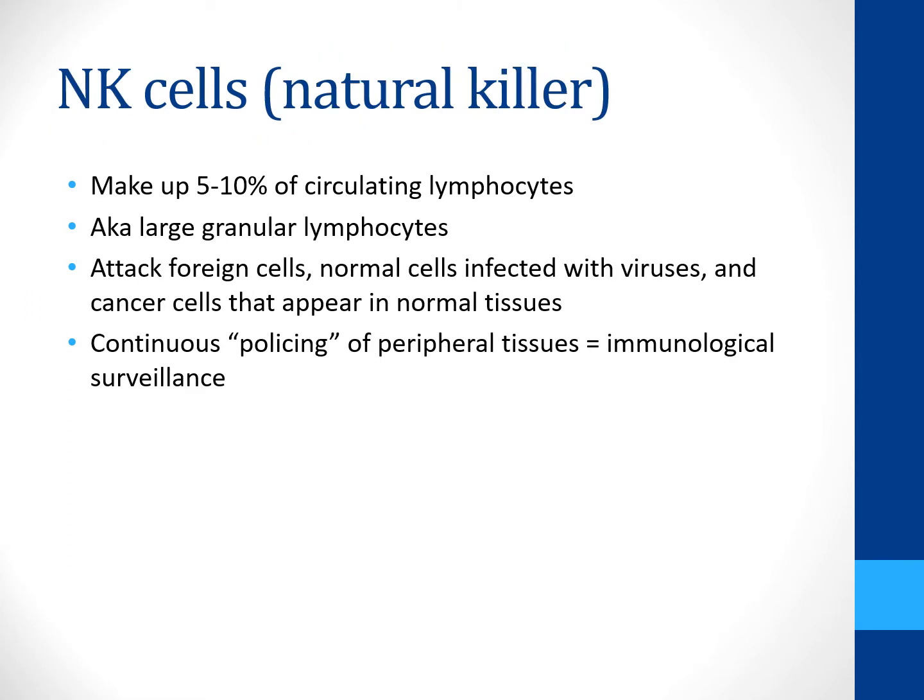Our natural killer cells make up 5 to 10% of our lymphocytes. They're also called large granular lymphocytes, and they attack foreign cells, normal cells that are infected with viruses, and cancer cells that you find in normal tissues. They are the police, or that immunological surveillance, so they're always traveling throughout your system looking for foreign cells or infected cells that need to be removed.